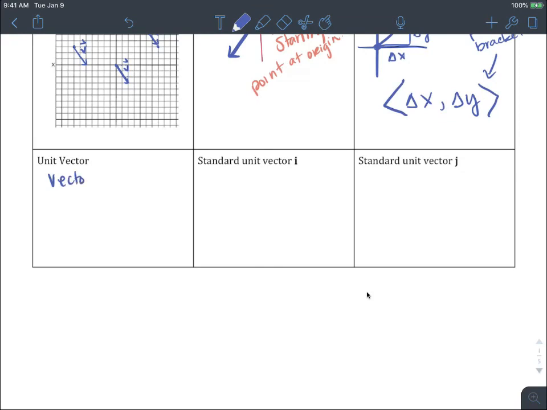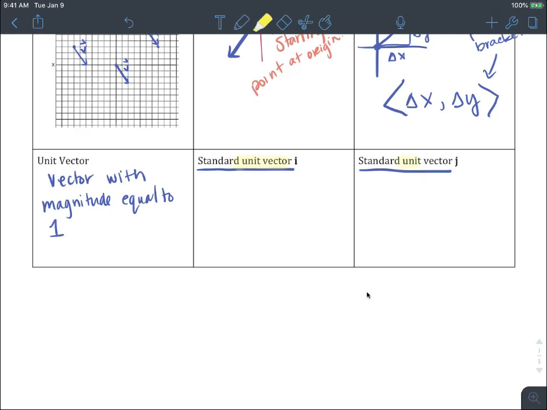Vector with magnitude equal to 1. Okay, so these two vectors here, the standard unit i vector and the standard unit j vector, both have a magnitude of 1 because they are unit vectors.